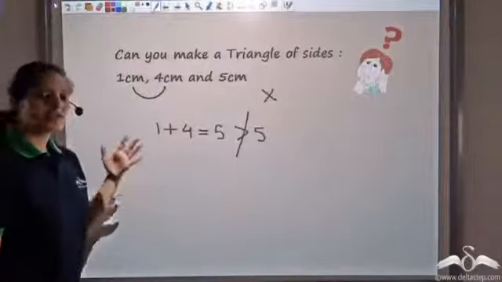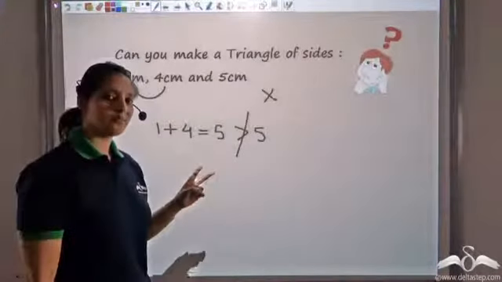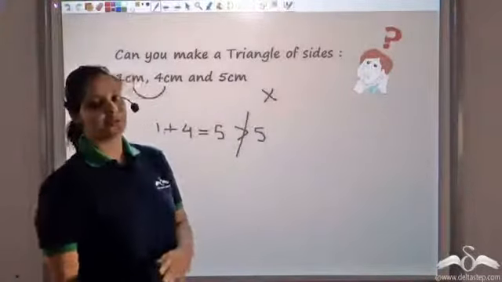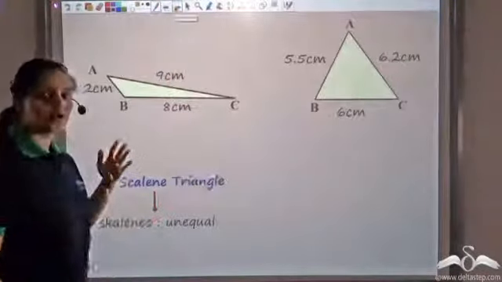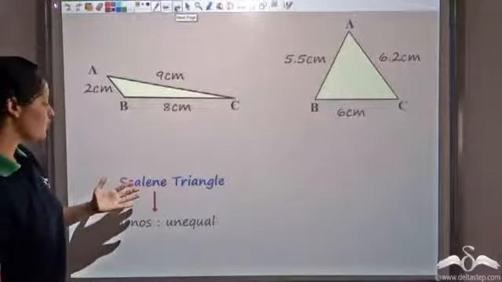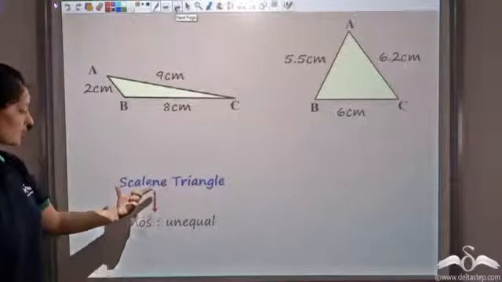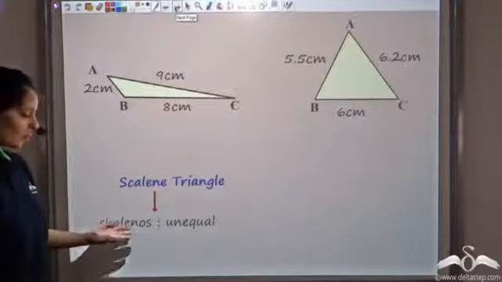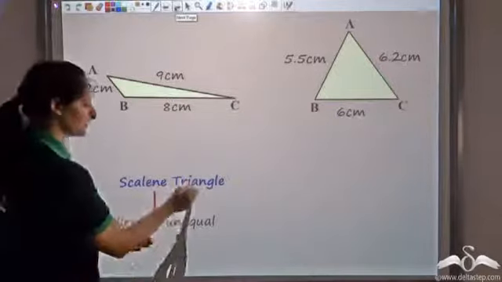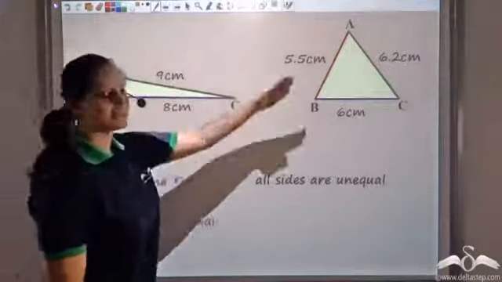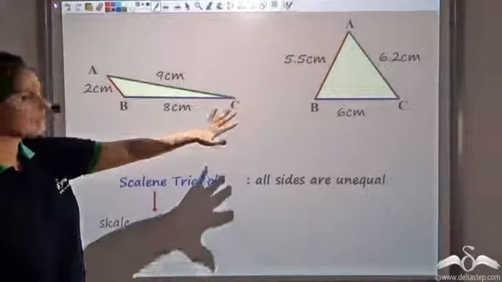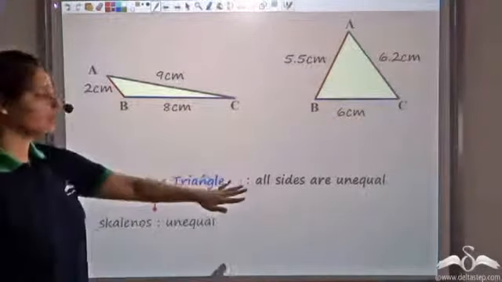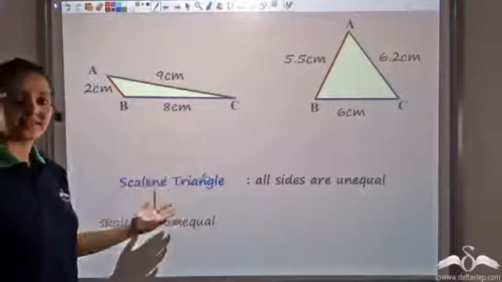So we've seen for a triangle, we need that the sum of lengths of two sides should be greater than the third side. Now let's see how we classify these triangles according to the sides. So a scalene triangle. Scalene comes from the Greek word skalenos, which means unequal. So a triangle with three sides unequal is called a scalene. Here you will see that in both these triangles, all the three sides are unequal, and hence these triangles are scalene triangles.